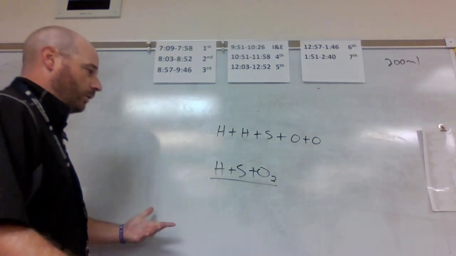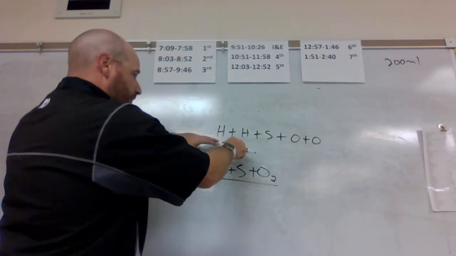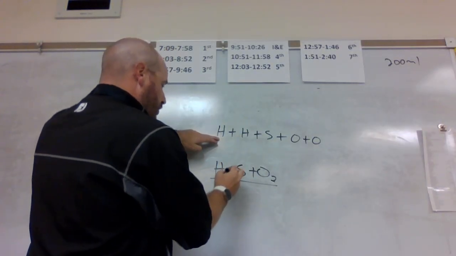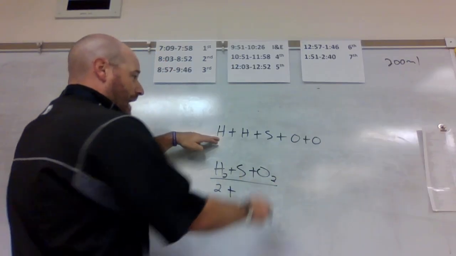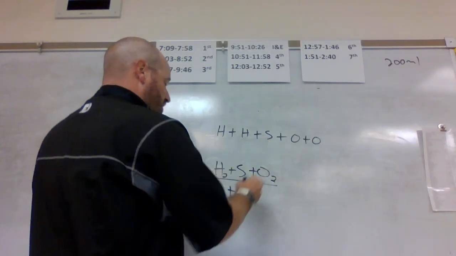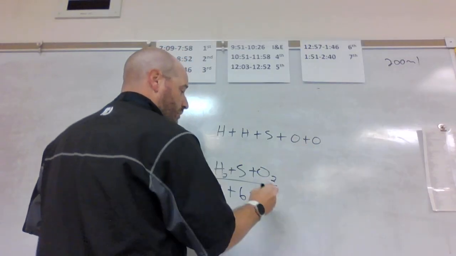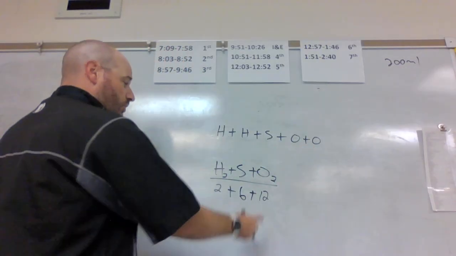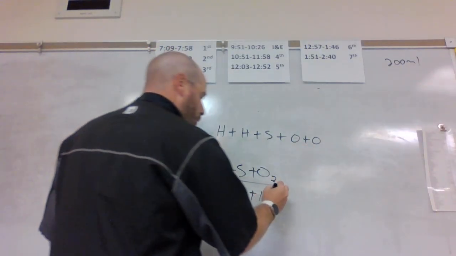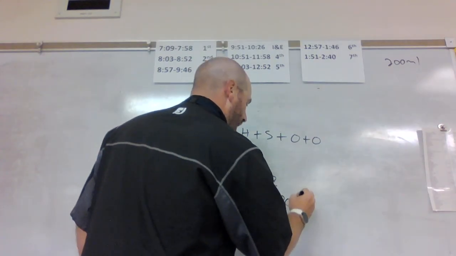Okay, so now let's count them up. We have 2 hydrogens right here for H2, so that's going to be 2 electrons. We have sulfur, which is going to have 6 valence electrons. Then we have 2 oxygens at 6 a pop, so that's going to be 12 right there. So 12 plus 6, 18 plus 2. So we have 20 total electrons present.